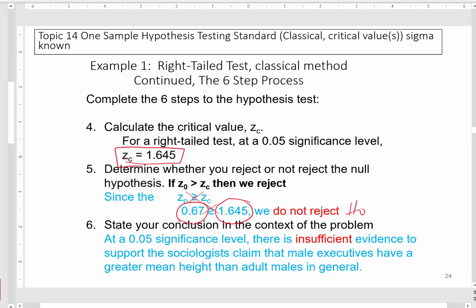And in the PowerPoint, I give a left-tailed and a two-tailed test example also, using the critical value or classical method of hypothesis testing.